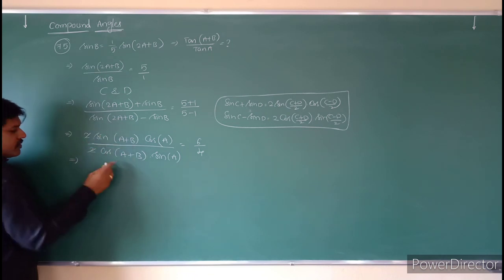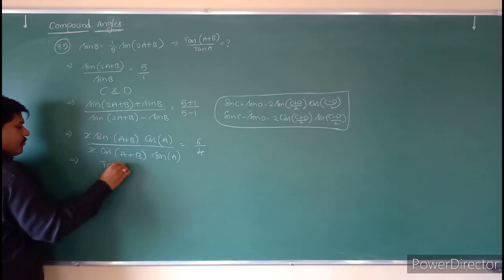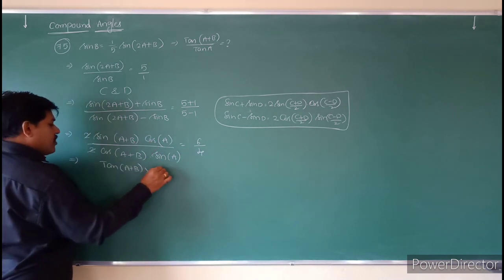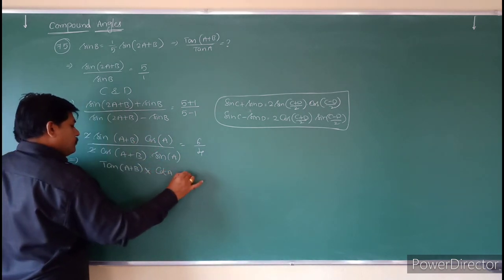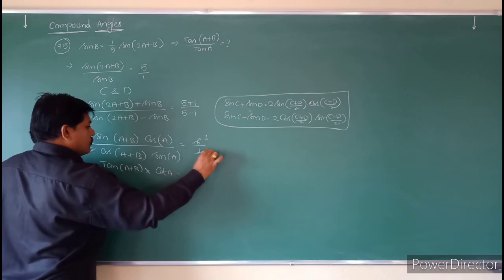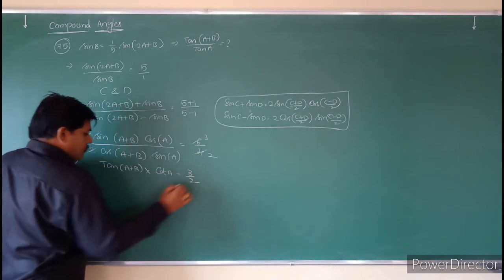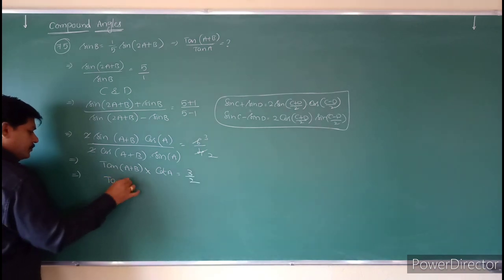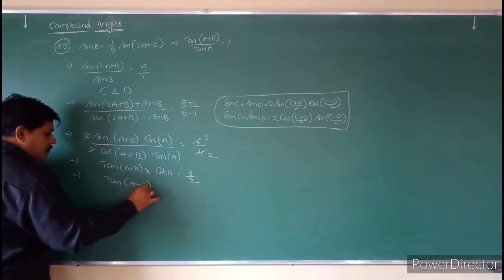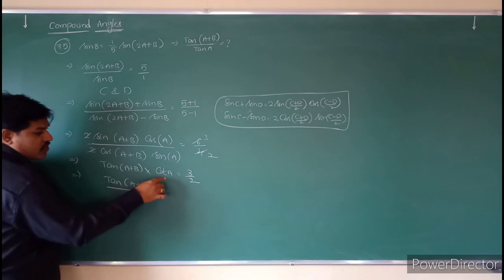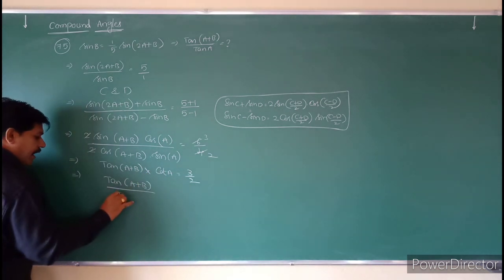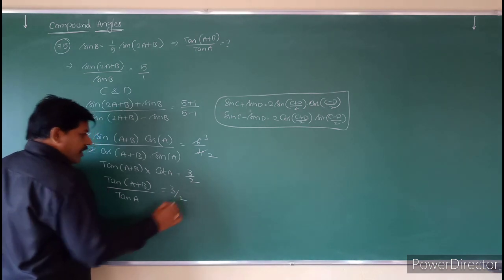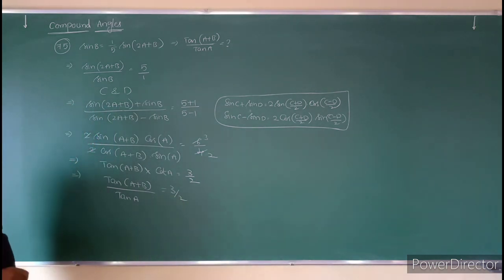So sin by cos is tan, cos by sin is cot, this cot you can write as tan of a plus b by cot a. This cot a you can write as tan a. So it will become tan a. So that is equal to 3 by 2. This is equal to 3 by 2.